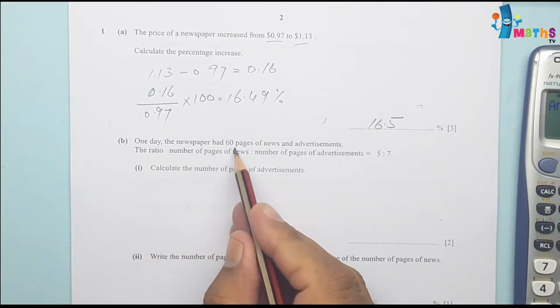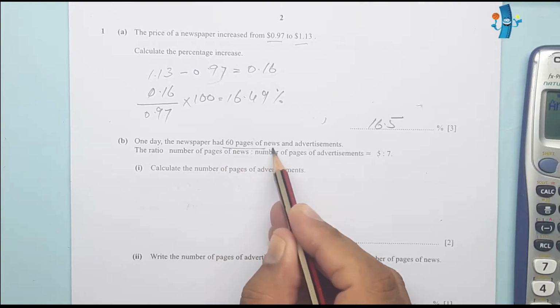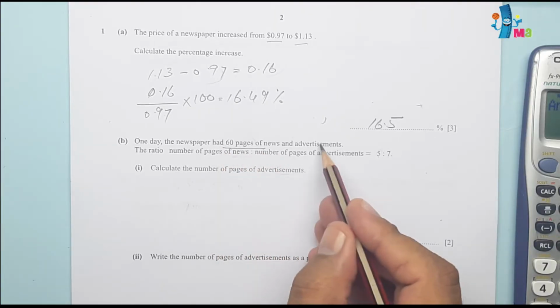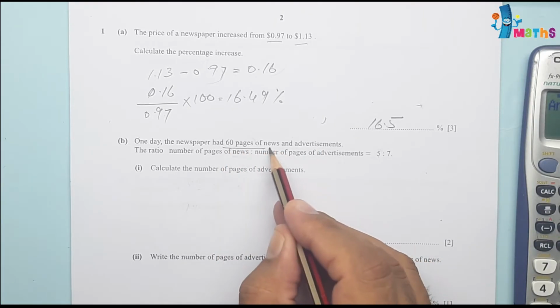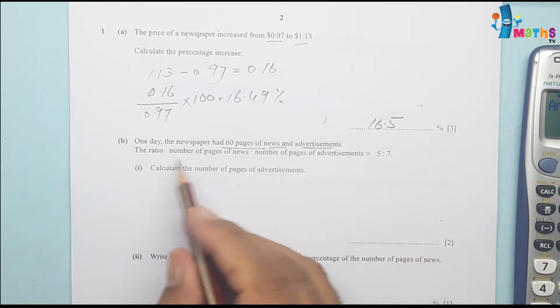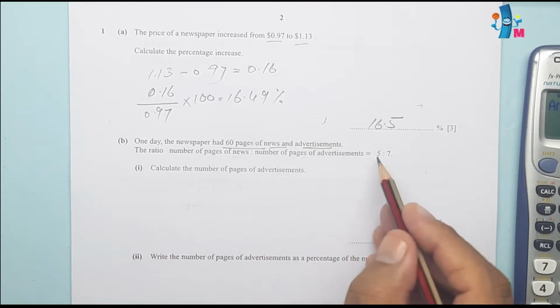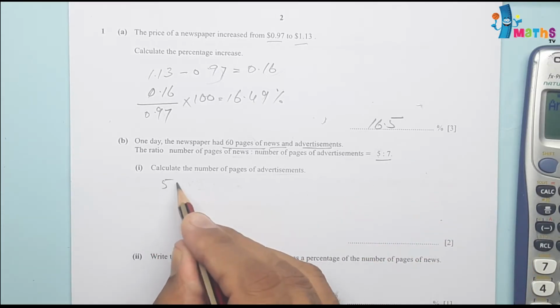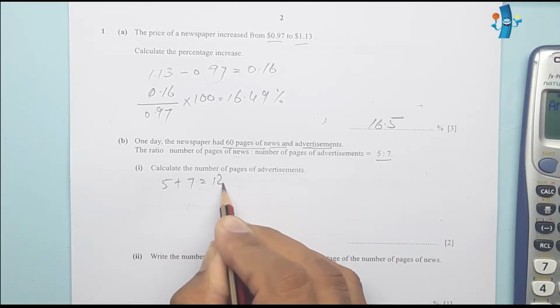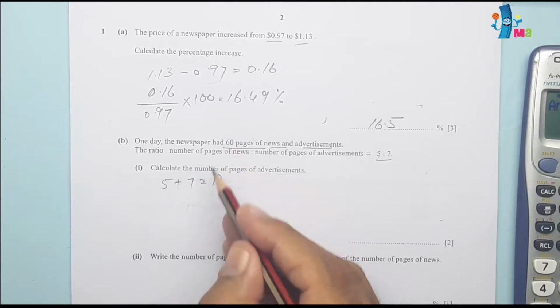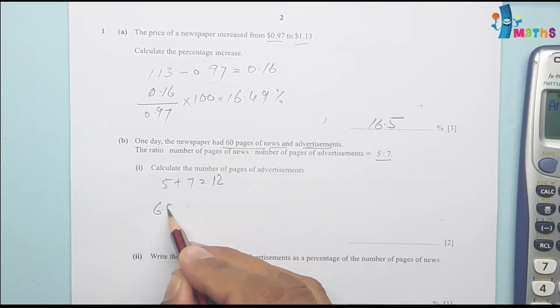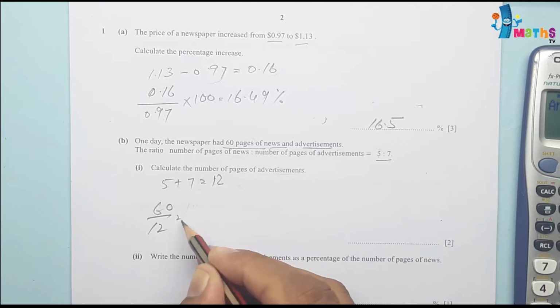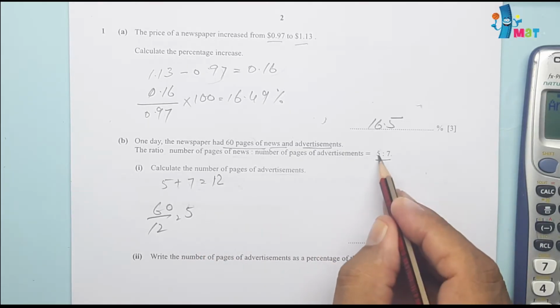One day the newspaper had 60 pages in total, and these 60 pages are for news and advertisement. The ratio between these two sections is given as 5:7. So the sum of ratios will be 5 plus 7, which is equal to 12. So 60 is divided into 12 portions. 60 divided by 12 is 5. So each portion is 5.